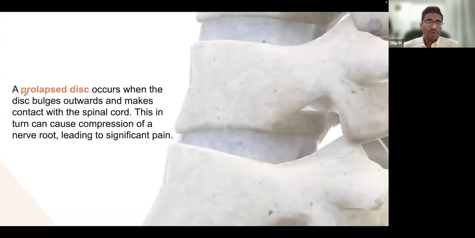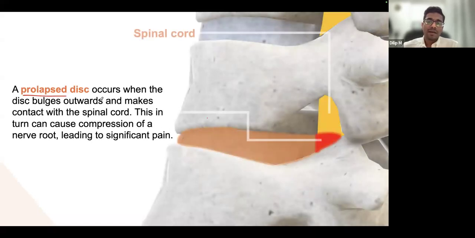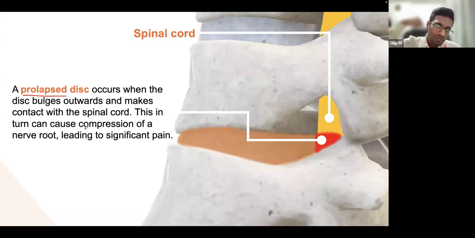A prolapsed disc occurs when the disc bulges outwards and makes contact with the spinal cord. This in turn can cause compression of the nerve root, leading to significant pain. The disc bulges out because of wear and tear, and it causes compression of the nerve that is passing through your spine. When the nerve is disturbed, it causes significant pain. So here the concept is that it bulges outwards.